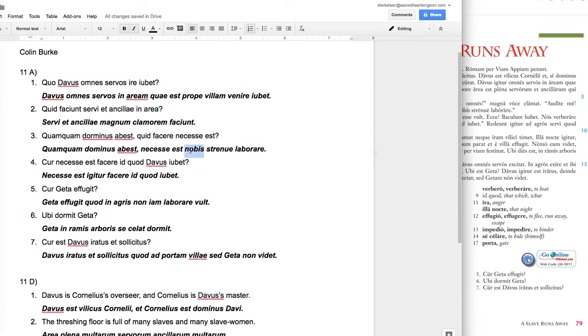Now, since Colin is not amongst the slaves working, I'm going to say it's not good to have nobis there. It would be better just to have it is necessary to work hard. You can say it is necessary for the slaves to work hard, but the problem is you don't know how to do that.